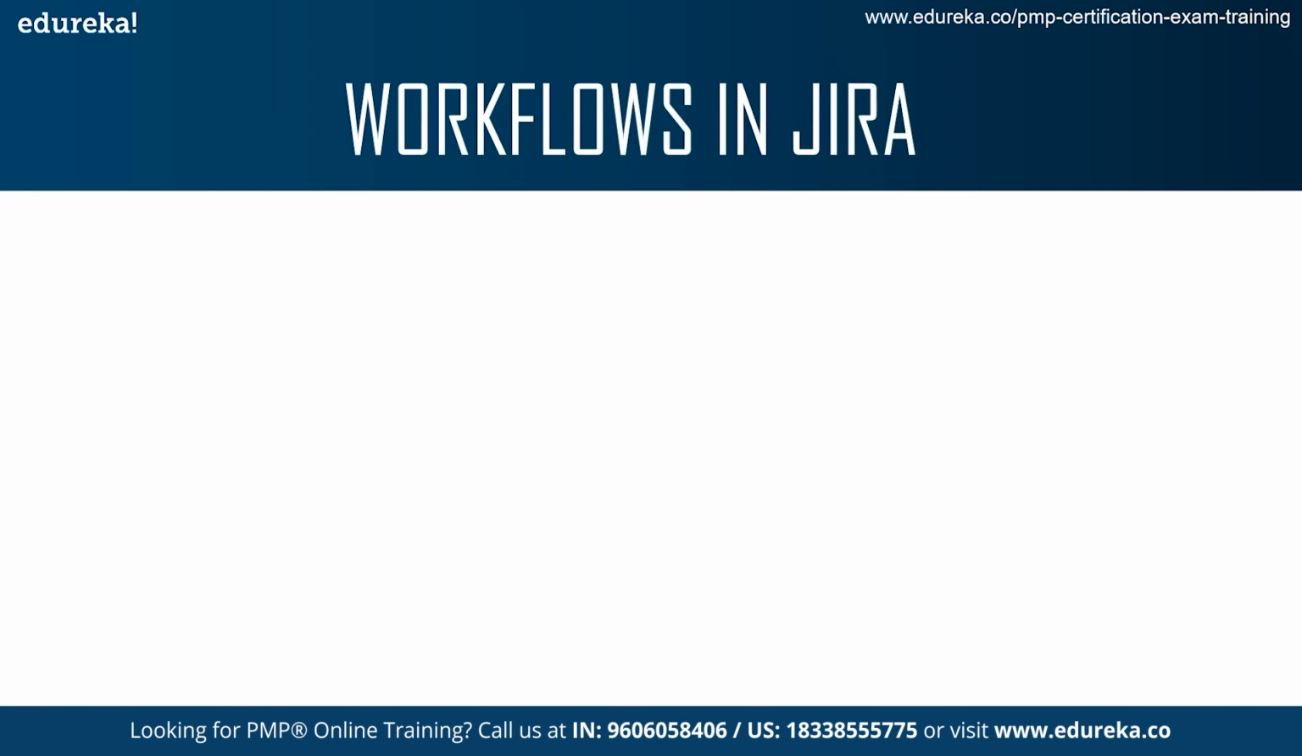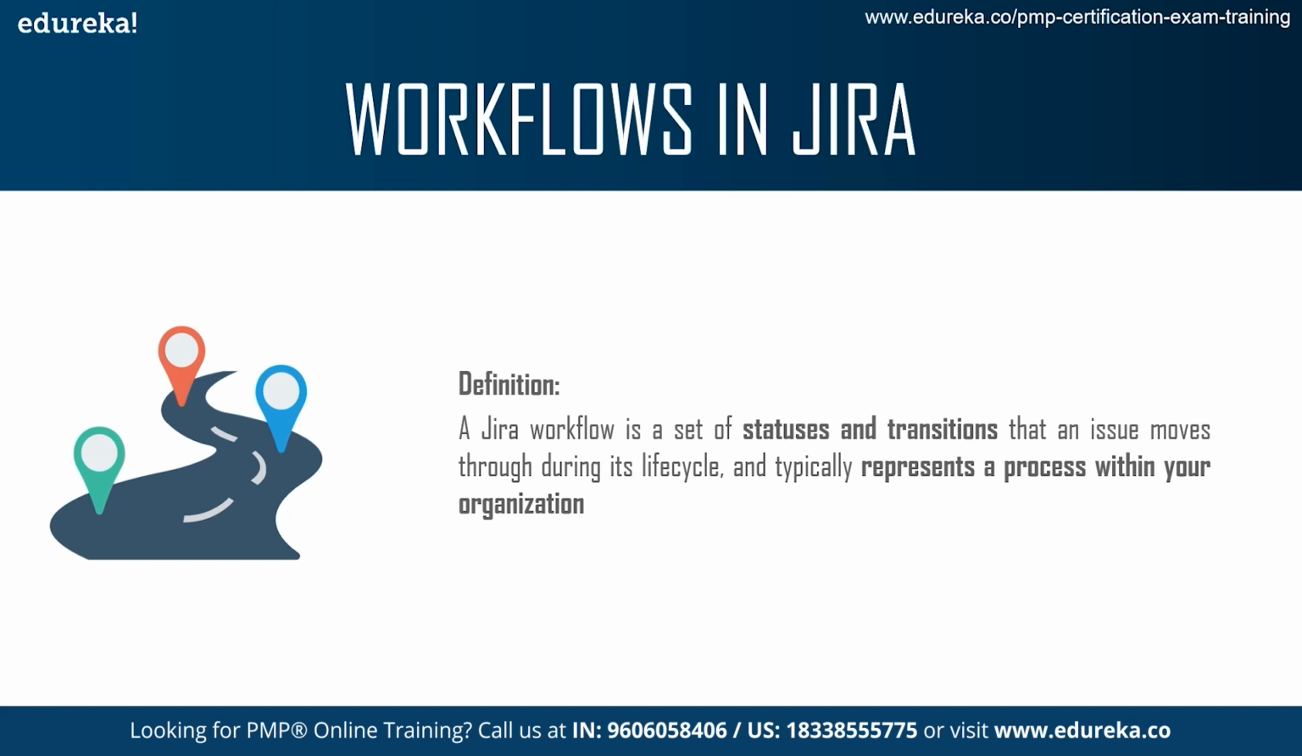The formal definition of a Jira workflow is that it is a set of statuses and transitions that an issue moves through during its life cycle, and typically represents a process within your organization. This means that if you took those phases that we talked about before and converted them into a flow chart, that would essentially be a workflow that your business would follow. What I want you to focus on is the statuses and transitions and that it represents a process within your organization. The statuses can be anything. You can have any number of statuses, and it just depends on your business process and how exactly you go through your business. We will see how this workflow works in the next slide.